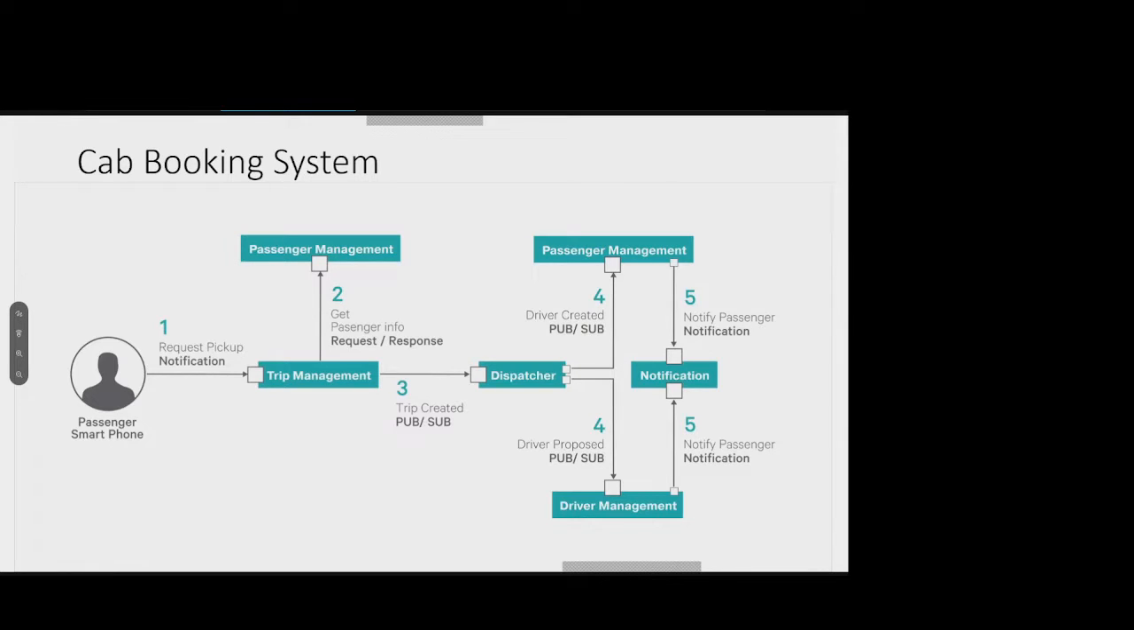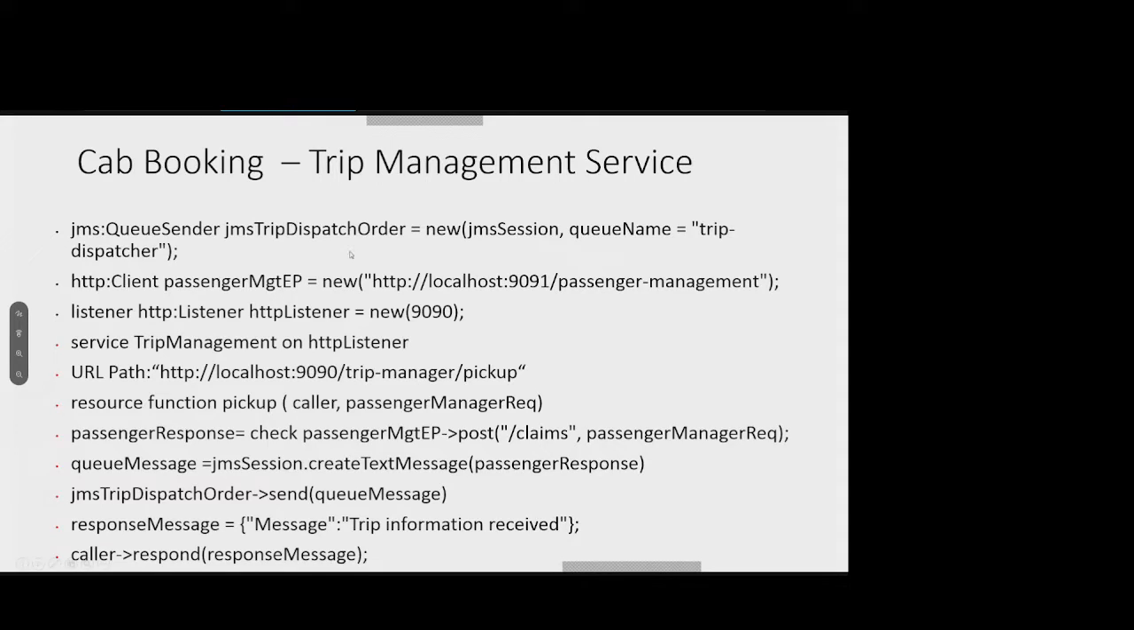And if we check some core part of this, not the full code, but I have just copied it in the presentation form. If you check the code quickly, in the beginning we are creating a queue sender object, right? Because the trip management service will be sending that information into the messaging system, and that will be picked up by the dispatcher. So that is one arrangement we have, and accordingly that context is being set.